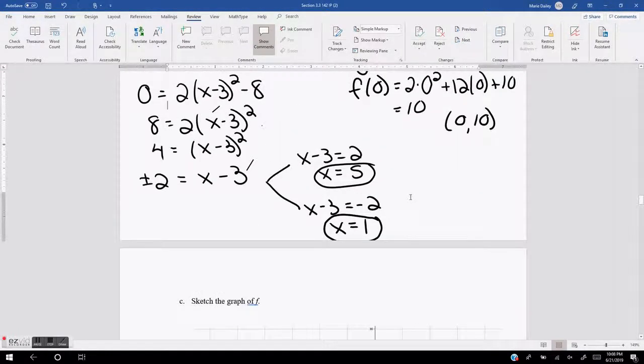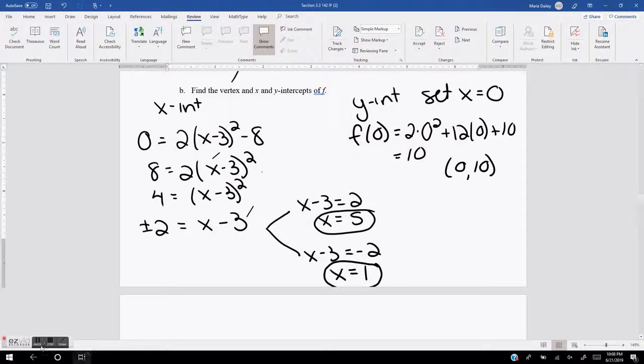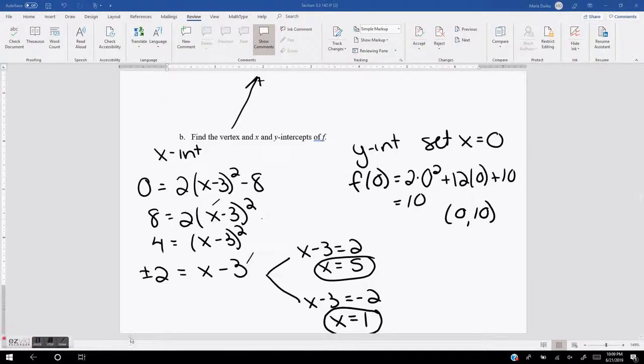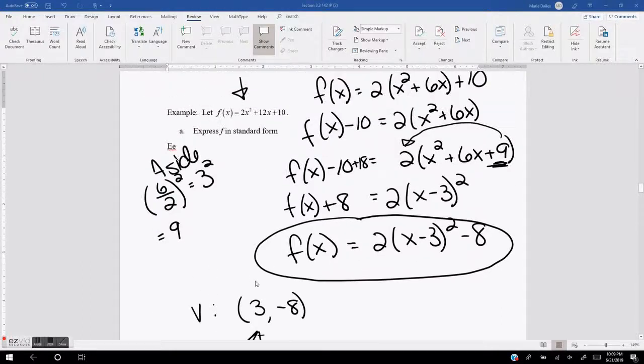Something's not quite right here. It should be -1 and 5. Why am I off? What's going on? Let's pause it for a second. Alright, so I figured out what's going on here. I made a sign mistake.